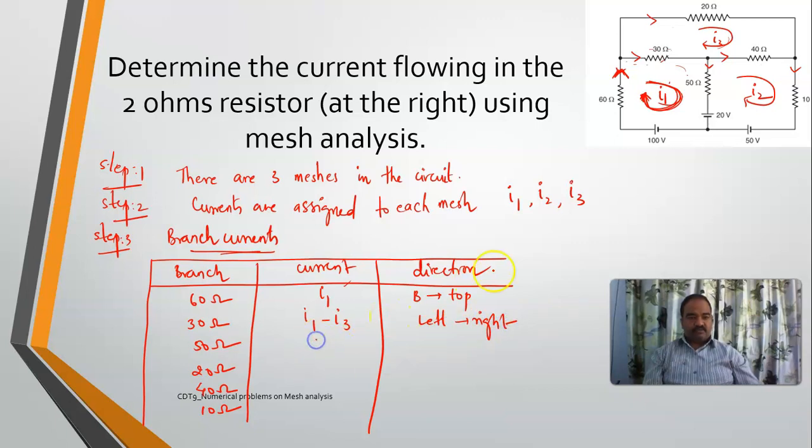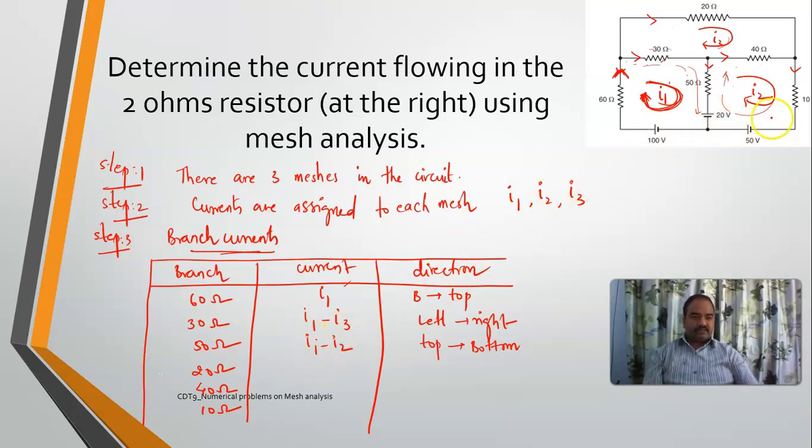Similarly for 50 ohms, this is my 50 ohms. I have taken from top to bottom direction. See, it is also common to two loops, right? So coming to this loop, this is I1 current. And coming to this loop, it is minus I2 current because it is flowing in opposite direction. I1 minus I2. Isn't it?